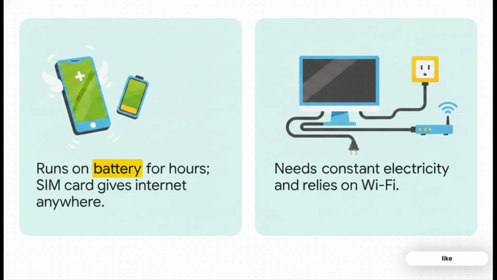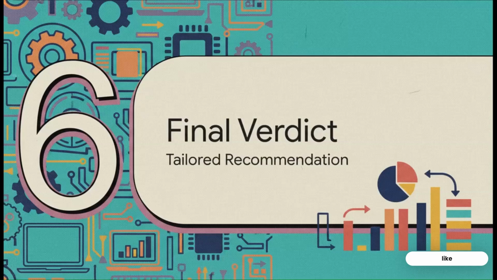You are completely untethered. PCs, specifically desktops, need constant electricity. I mean, if the power grid goes down, your work stops cold. Even laptops, which do offer portability, have batteries that drain significantly faster under heavy workloads compared to phones. Plus, PCs generally rely on local Wi-Fi or broadband, so they are powerful, for sure, but they are firmly tethered to infrastructure. Which leads us to our final section, number 6, the consultant's final verdict.